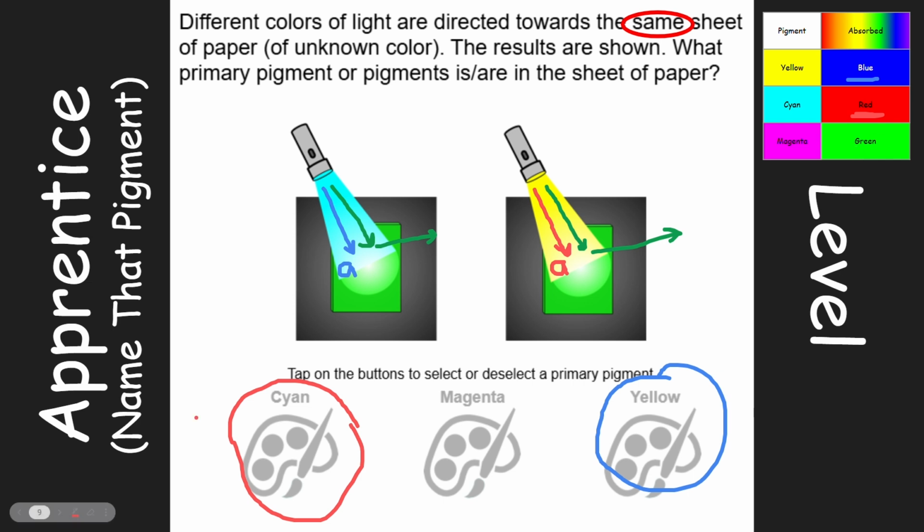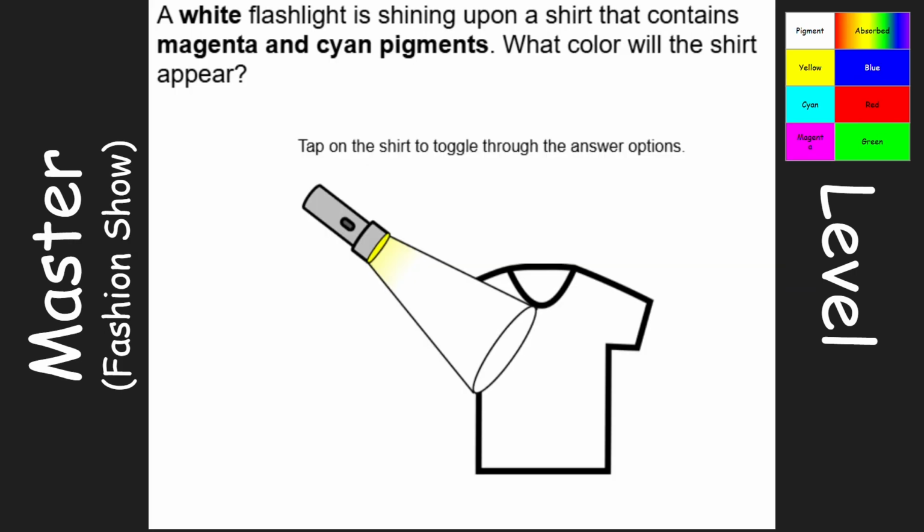All right, let's move on to the master level. So here in the master level, there's two basic kinds of questions. I'll go through both of them. The first is, here we see white light. White light contains all the colors of the photons. So that's red, blue, and green.